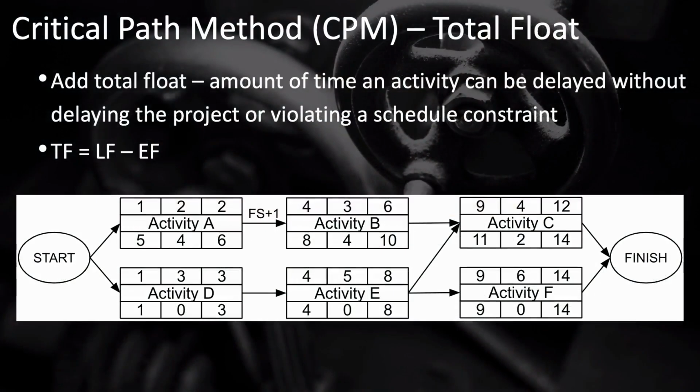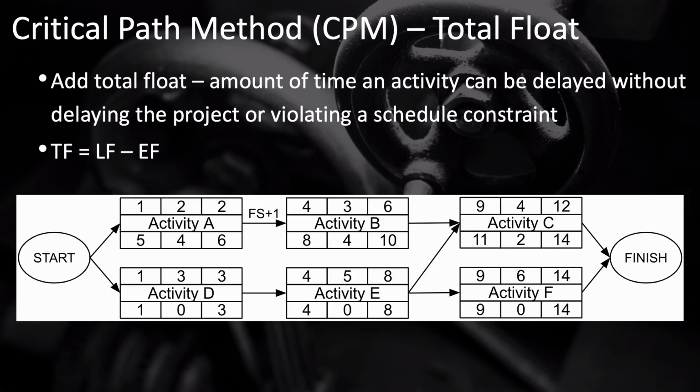Although you need to understand the concept of free float, it isn't actually recorded in your critical path method diagram. Instead, we store total float in that last box on the bottom. Let's do that now with our example. If you take a look at activity C, it can be delayed up to 2 days without delaying the overall project. So a 2 goes in there.